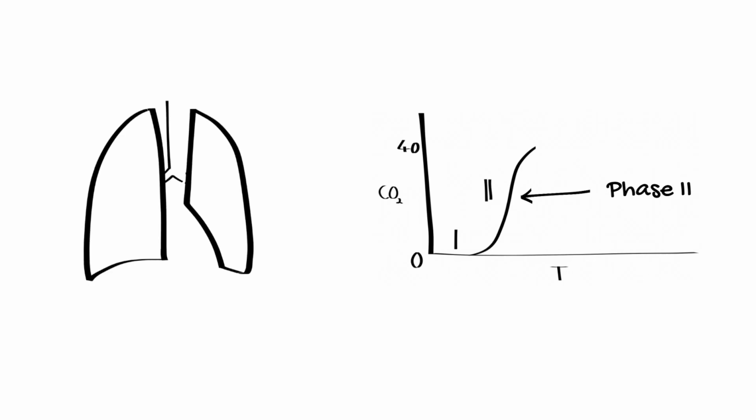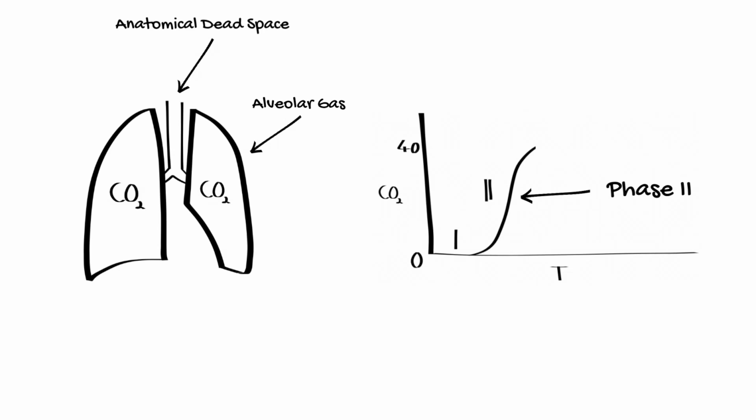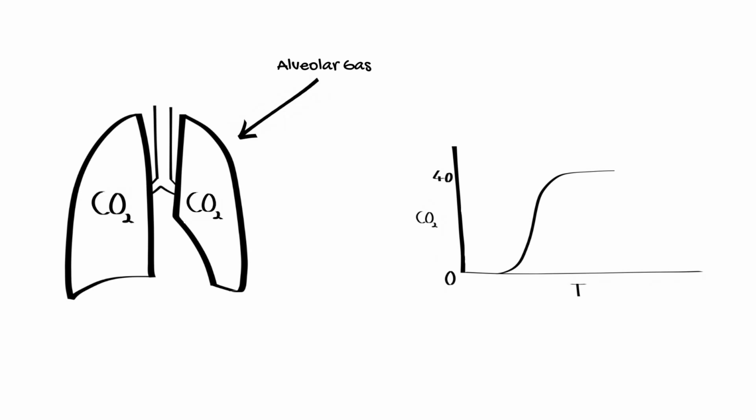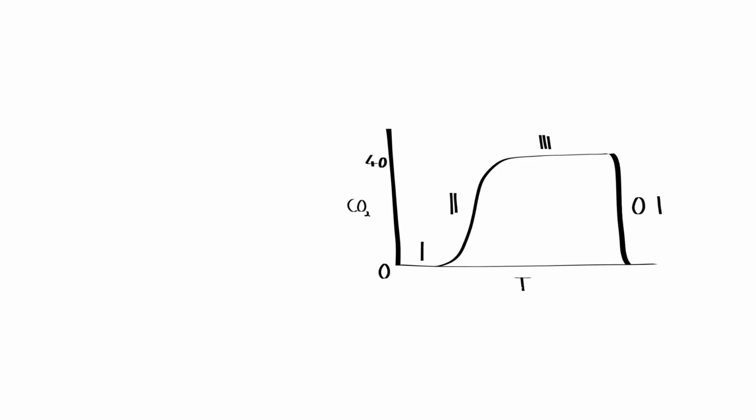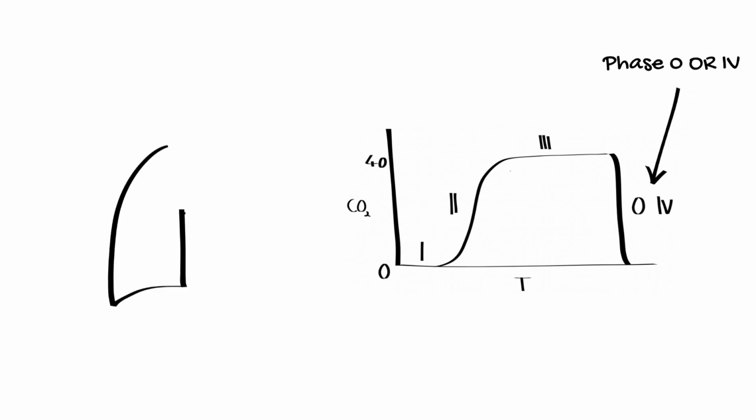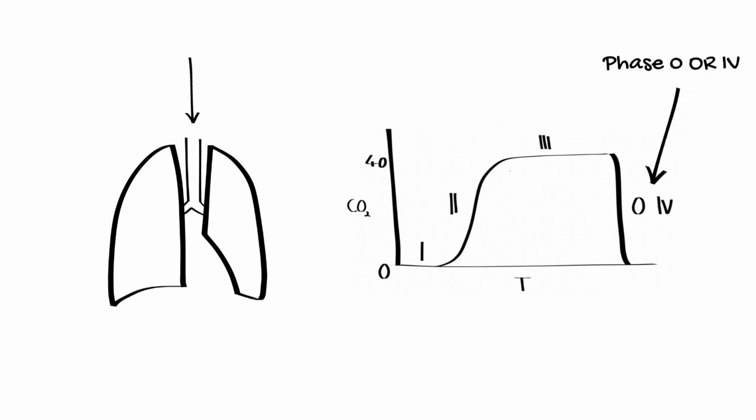This is the transition between the anatomical dead space and the alveolar gas reaching the analyzer. Phase 3 consists of expired alveolar gas and should be almost level, but always has a slight positive gradient, which we'll discuss later. The endpoint of phase 3 is termed the end-tidal CO2, or ETCO2. The last phase is either termed phase 0 or phase 4, depending on which textbook you're reading. This is the rapid return to the zero baseline as the next inspiratory breath occurs.